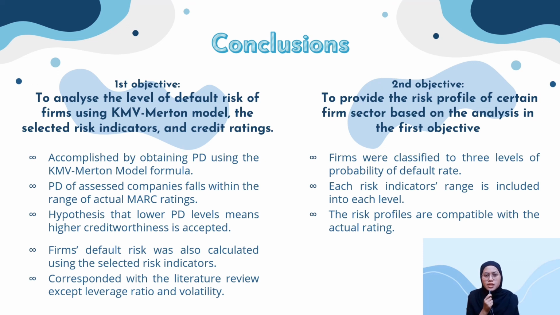Meanwhile, the second objective is achieved by classifying the firms into 3 levels of default rate probability. Each risk indicator's range is included in each level. The result shows that the risk profiles are compatible with the actual rating.